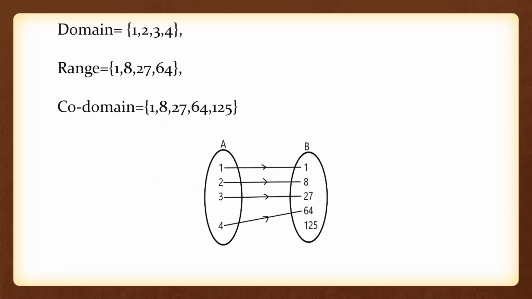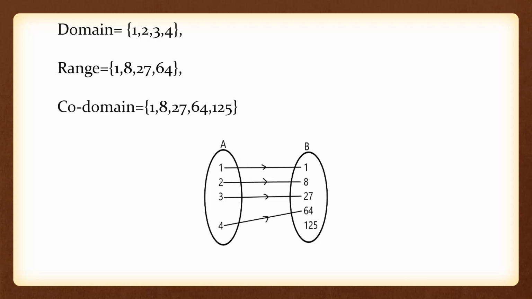So domain, range, and codomain. Domain is nothing but the things which are already paired. I mean, set A is 1, 2, 3, 4. So all the elements which have some relation to the other set belong to the domain, and range is the set of all those which are linked with some number. Like 1 is already related with this, 8 is related with 2, 27 with 3, 64 with 4. So this is the set for range. This is the range set.